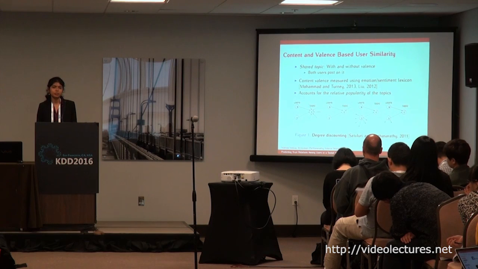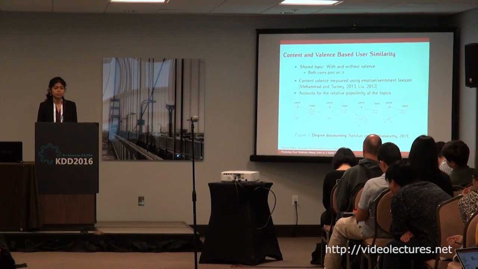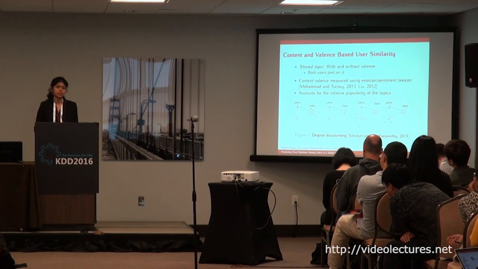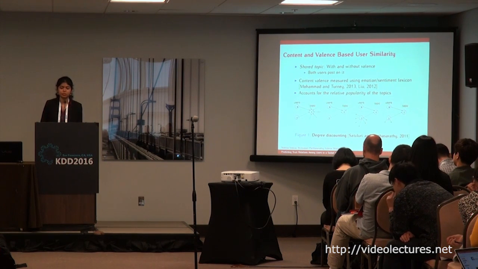And the way we measure valence is we aggregate all the content, or all the tweets, that a user has posted regarding a particular topic, and then we use an emotion or sentiment lexicon to do a text analysis, and from that we find an aggregated valence score. Is it positive, negative, or neutral? We need to investigate more on this, so I'll talk about it as part of future work.